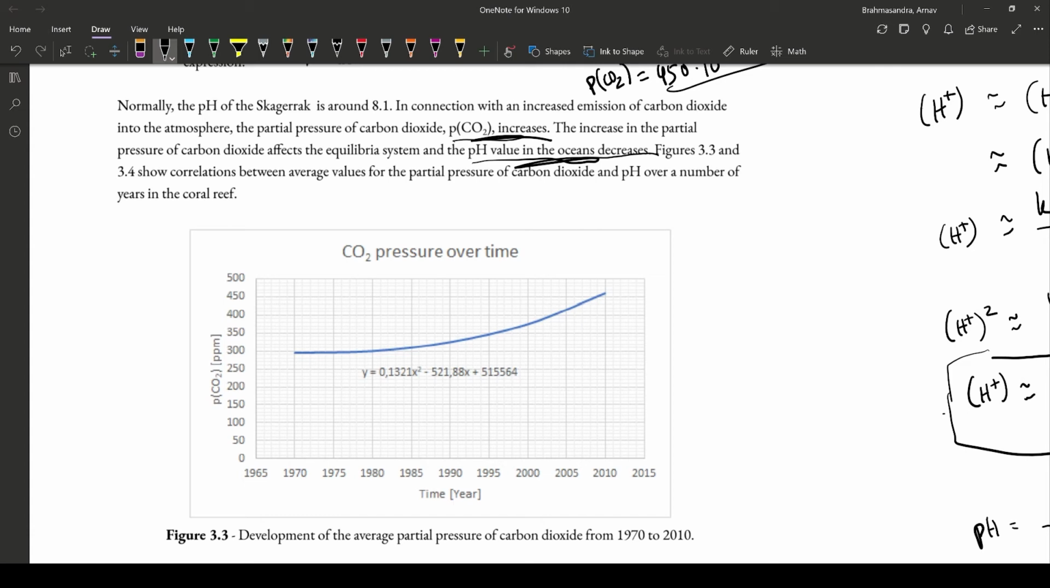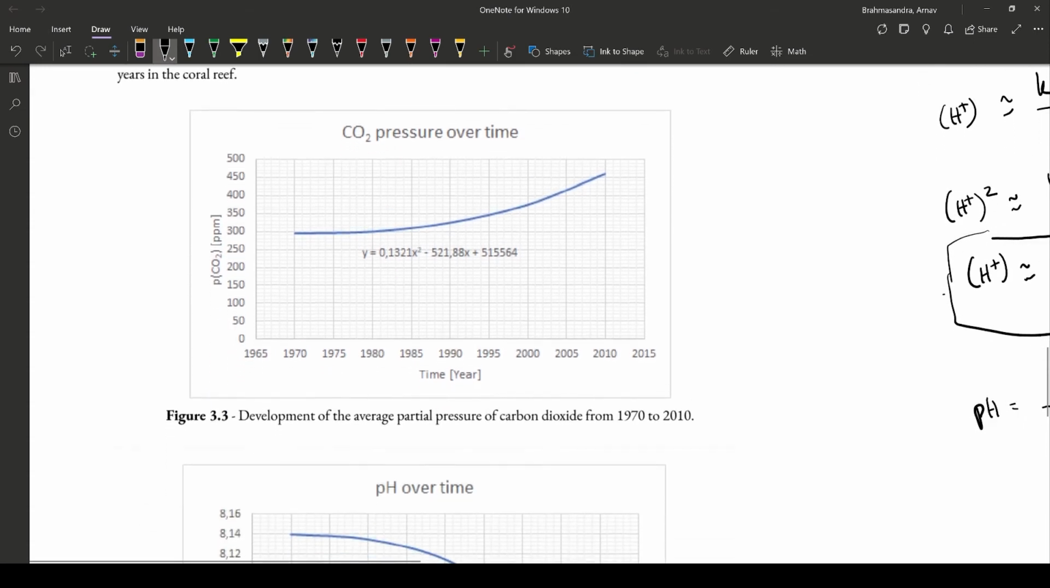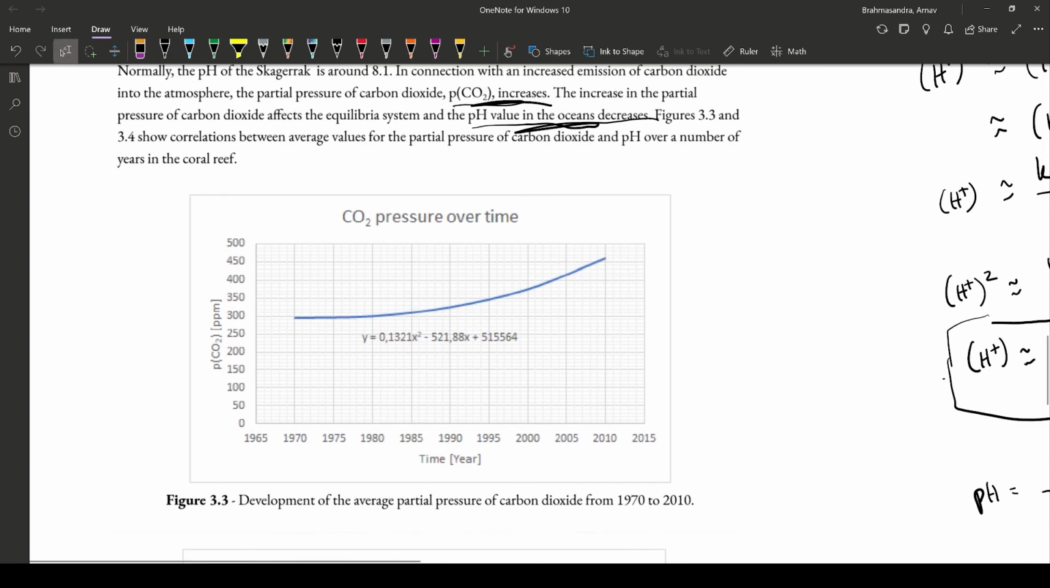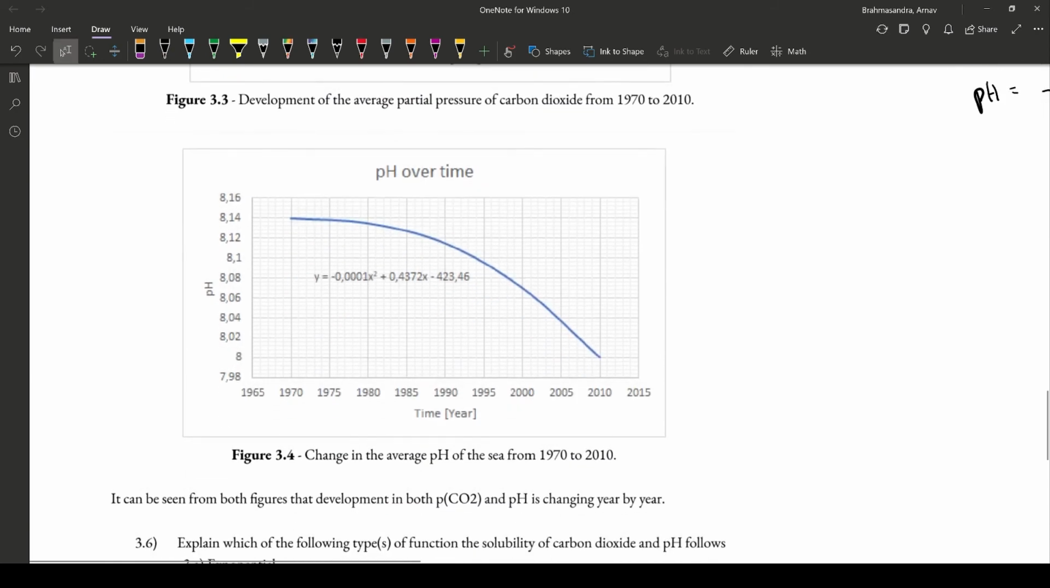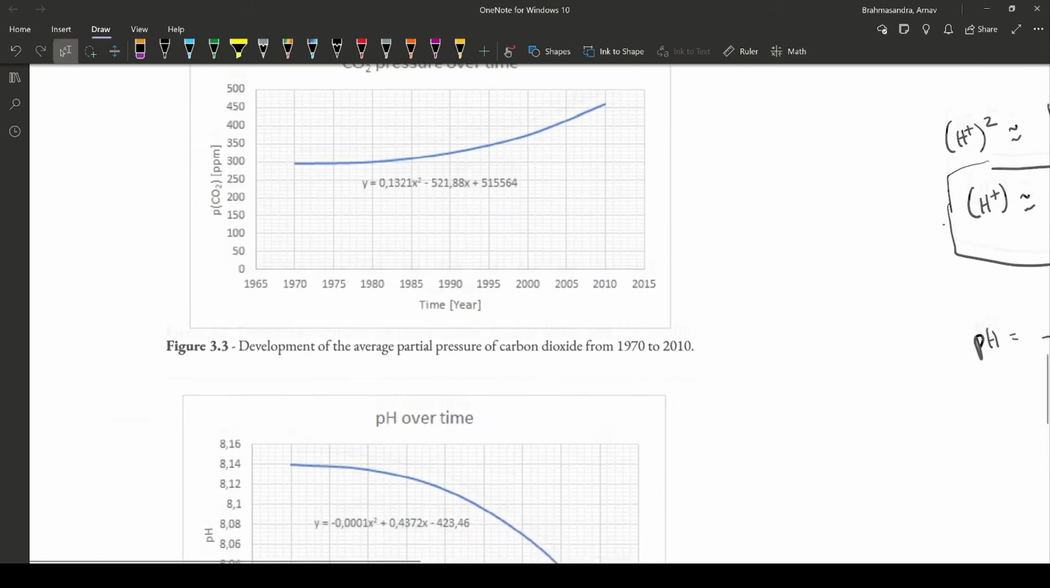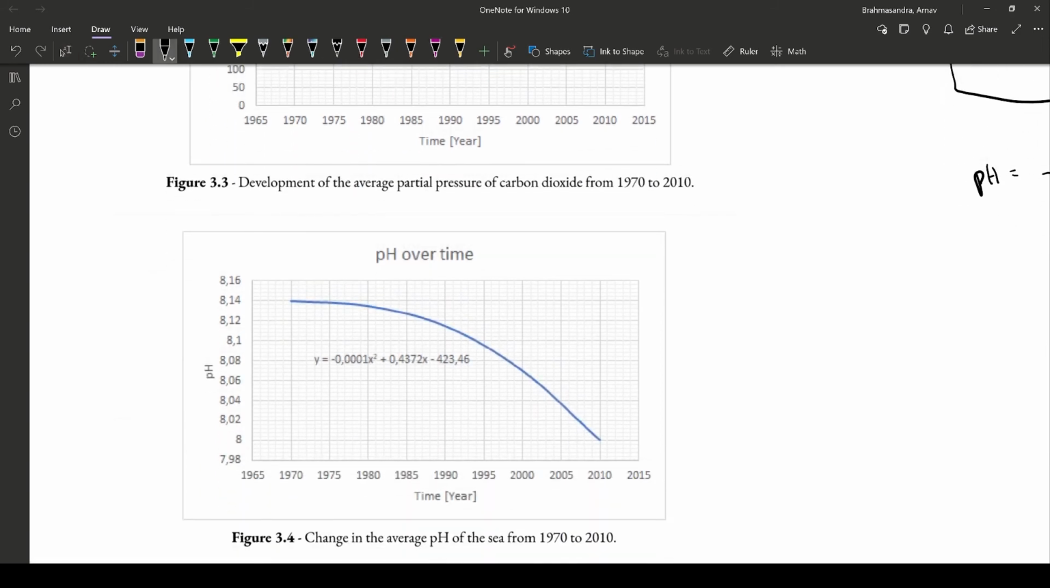Figures 3.3 and 3.4 show correlations between the average values of the partial pressures of CO2 and the pH. So this is just showing the CO2 pressure over time, and you can see how it's increasing pretty rapidly in the 2000 to 2010 range. And the next thing we see is the pH over time, and again you can see that because of the CO2 increase, pH is decreasing pretty rapidly as well.